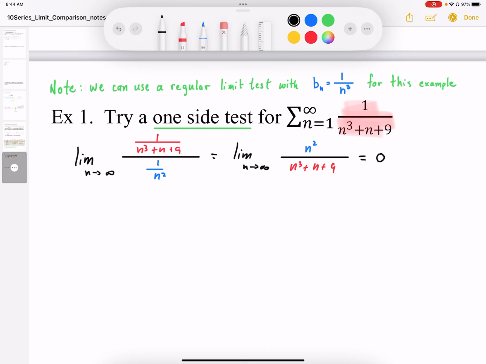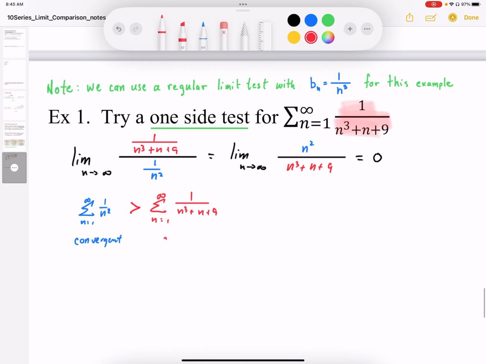Okay, so the conclusion is going to look like this. We know that the basel series, we know this is convergent. Okay, we also know that the other series is more convergent. So we know that it is smaller. So we know that this 1 over n cubed plus n plus 9 is smaller. So we can conclude that this is also convergent.